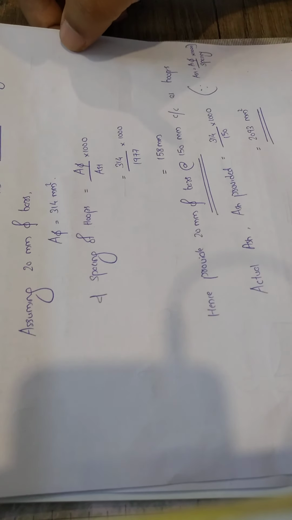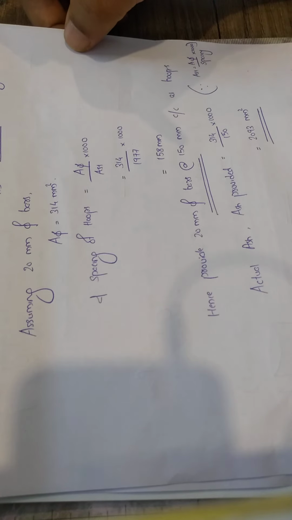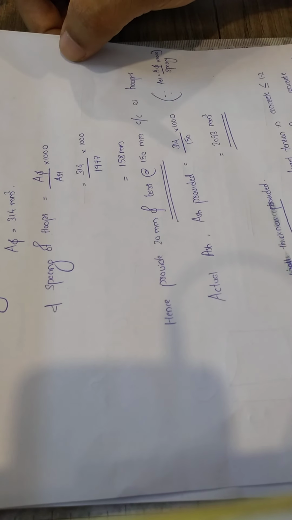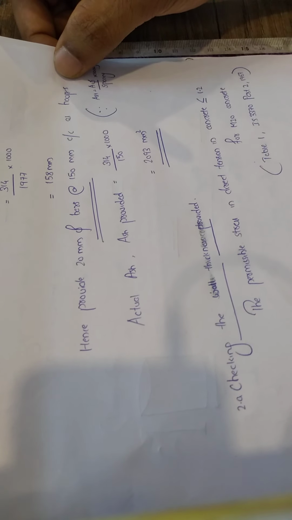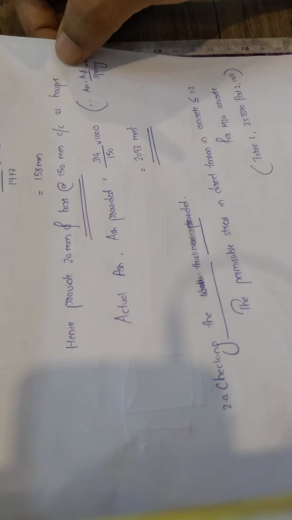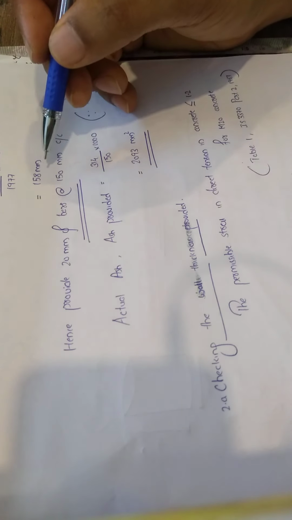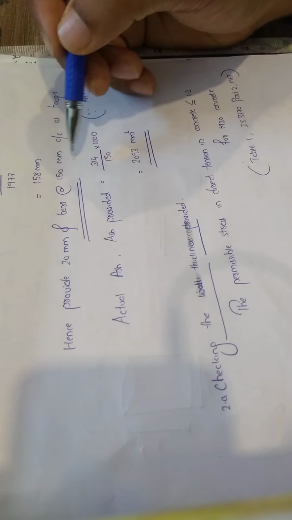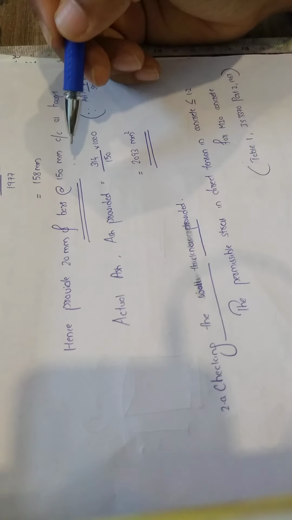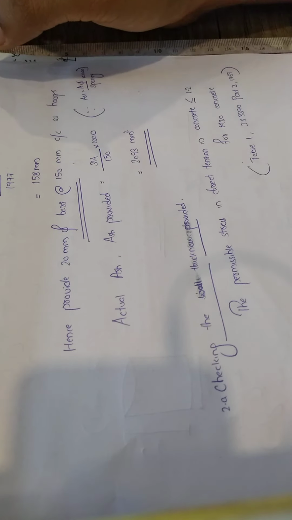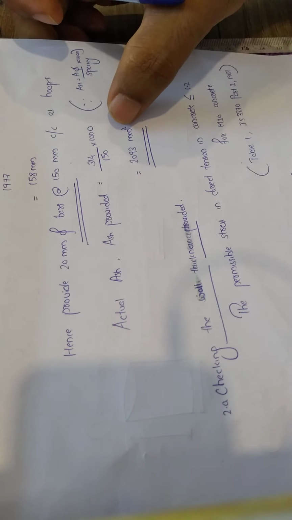So assuming 20 mm dia bars, the area of one bar becomes 314 mm squared, and the spacing of the hoop, we know that area of one bar divided by the total area, thereby we are getting 158 mm. Hence provide 20 mm dia bars at 150 mm center to center as hoop reinforcement. So the spacing that we got is 158 mm and what we provided is 150 mm. So definitely the area provided will be greater than the area required.